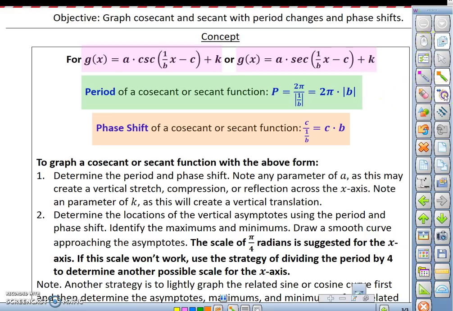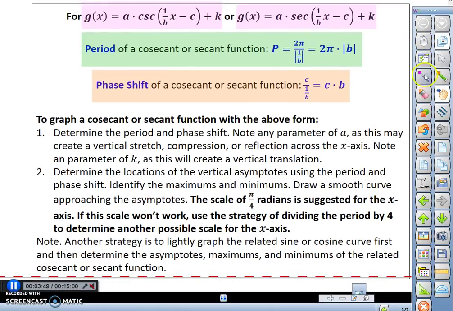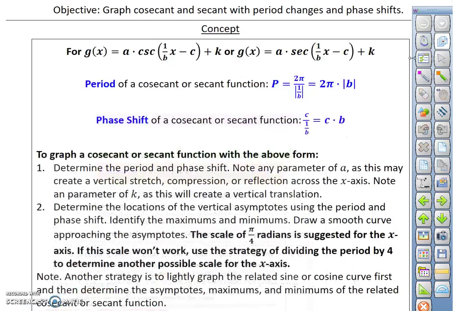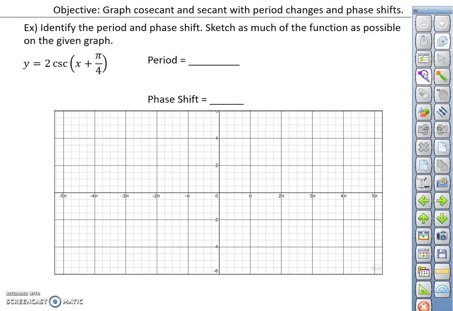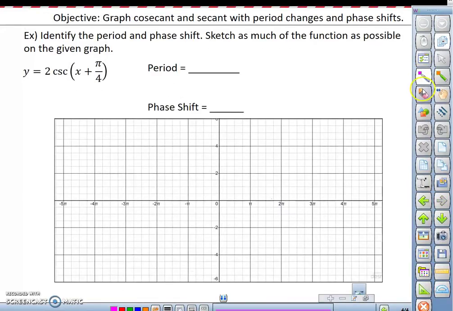There are a couple of different ways that we can graph secant and cosecant. One, we can use this function itself. Some people also like to use another strategy where they lightly graph the sine or cosine curve that's related to it first, and then they invert everything to create the asymptotes and the curves of secant or cosecant. It can be done both ways. All right, let's look at this example.